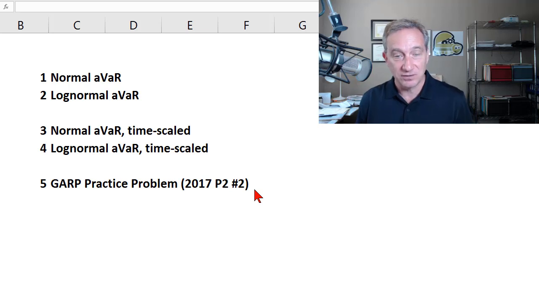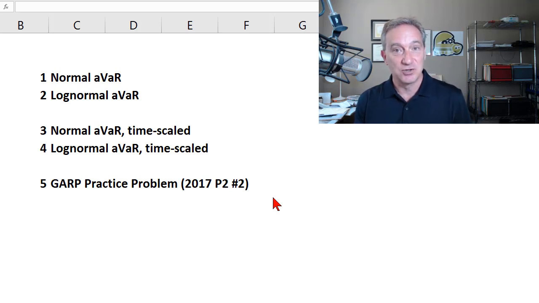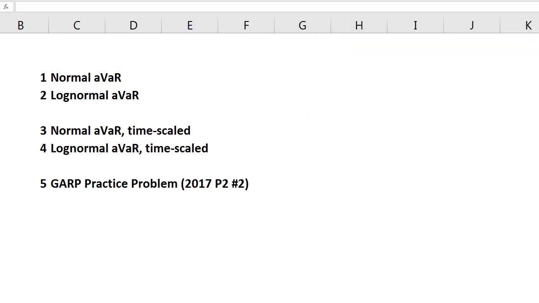gives us some assumptions and will require us to compute both the normal and log normal VaR by scaling down per annum assumptions into 1 day VaRs. So I look forward to sharing this.